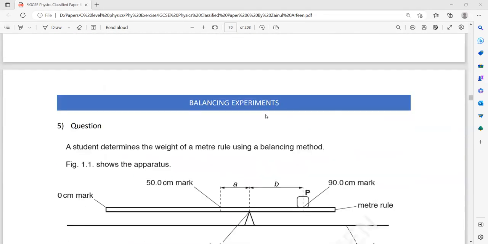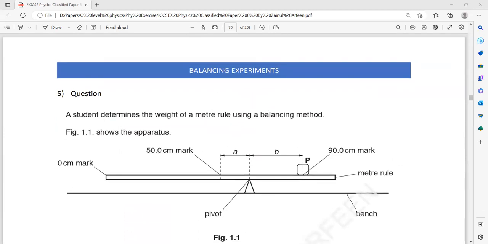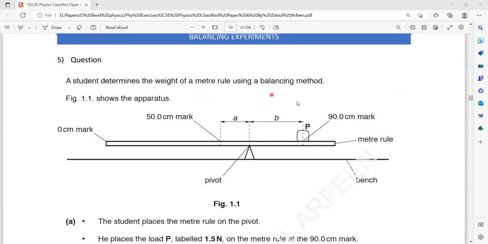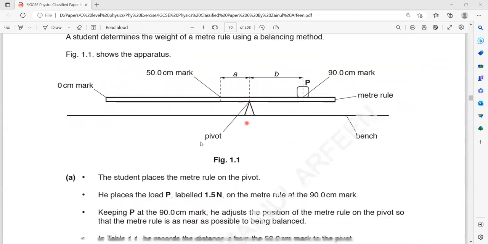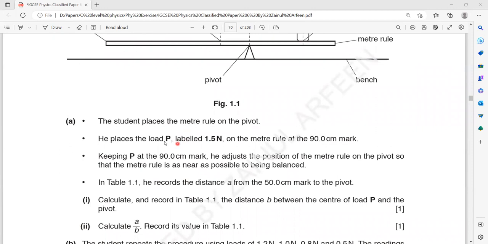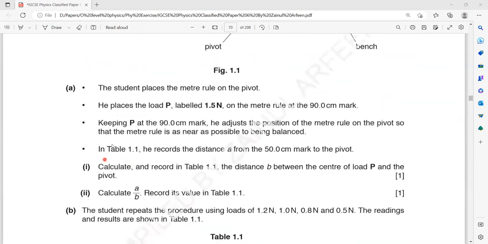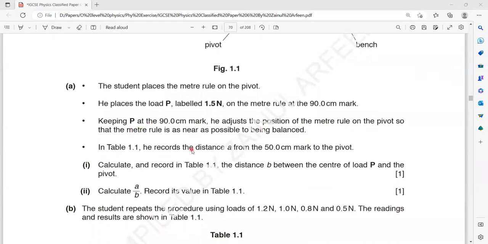Then question 5: a student is finding the weight of a meter rule using a balancing method. P and Q are the two loads which are placed, as you can see here. The student places a meter rule on a pivot. He places a load P, which is 1.5 Newton, at 90 centimeter, keeps P at 90, and adjusts the rule so that it is balanced.